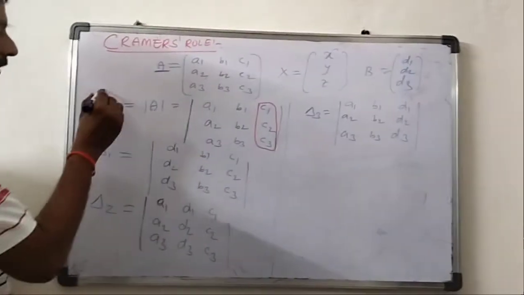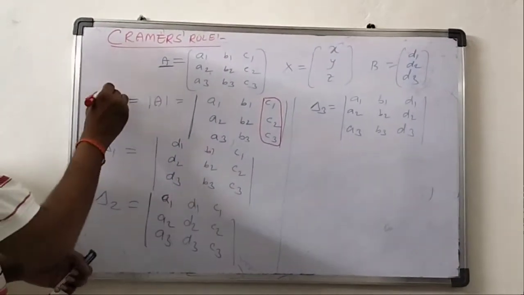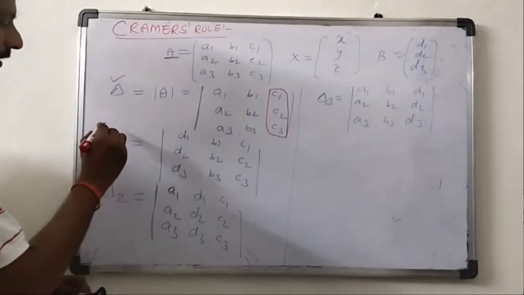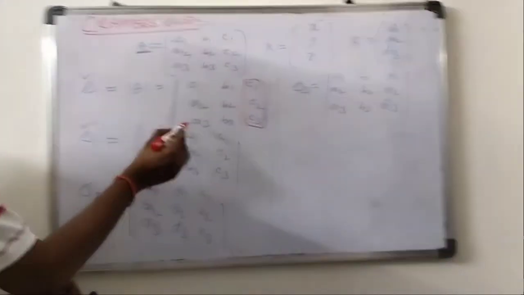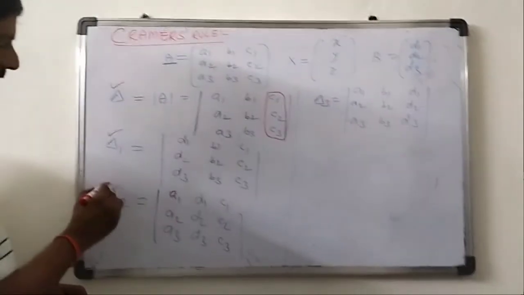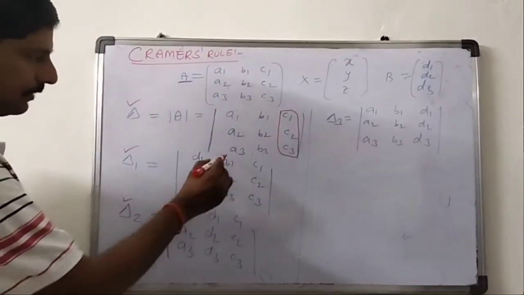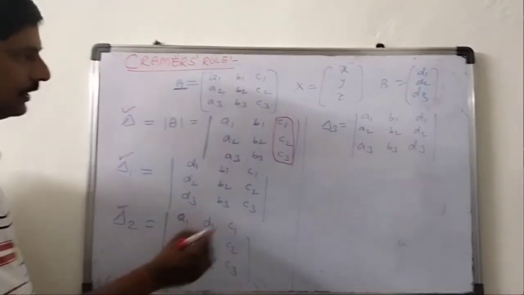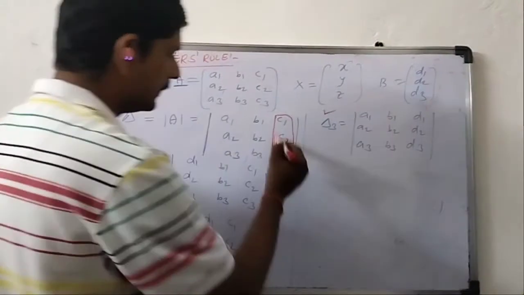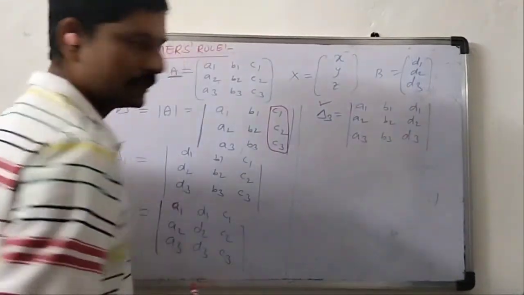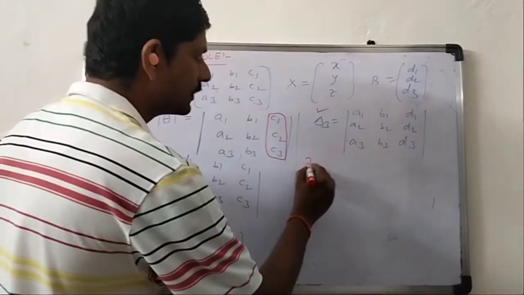First, we have to find delta, that is the determinant of the coefficient matrix. Delta 1: replacing A1, A2, A3 by D1, D2, D3. Delta 2: replacing B1, B2, B3 by D1, D2, D3. Delta 3: replacing C1, C2, C3 by D1, D2, D3. Now we have to find the values of x, y, z.